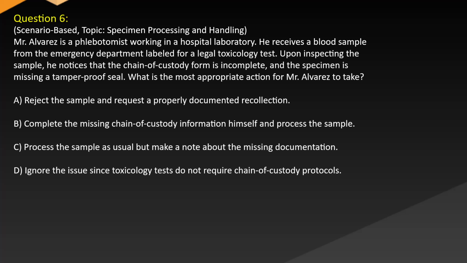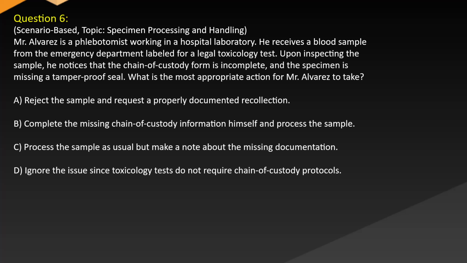Mr. Alvarez is a phlebotomist working in a hospital laboratory. He receives a blood sample from the emergency department labeled for a legal toxicology test. Upon inspecting the sample, he notices that the chain of custody form is incomplete and the specimen is missing a tamper-proof seal. What is the most appropriate action for Mr. Alvarez to take? A. Reject the sample and request a properly documented recollection.